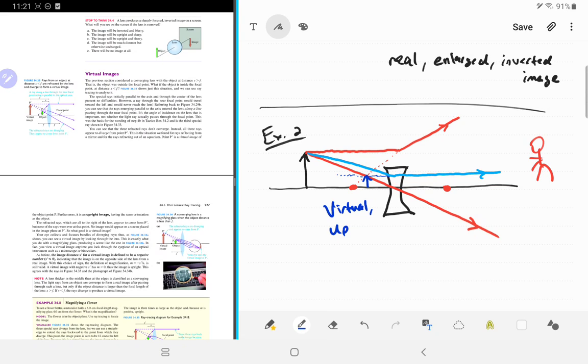And notice how this is upright. The arrow isn't upside down. And this is a reduced image, reduced in size. Okay, so those are our three principal rays for this example where we had a diverging lens.